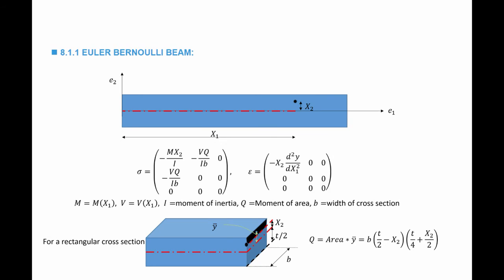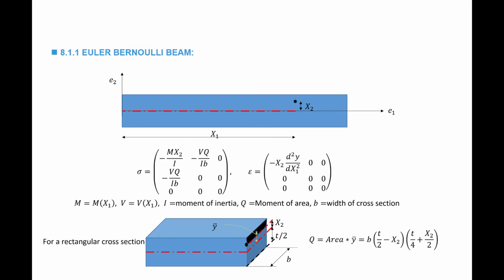The term Q that appears in the shear equation can be evaluated as follows. If I would like to know what the shear stress is at this particular point, I look at the part of the cross section that is above it and calculate the area multiplied by y bar, where y bar is the distance from the centroid of that area to the centroid of the cross section. So Q is equal to area multiplied by y bar.